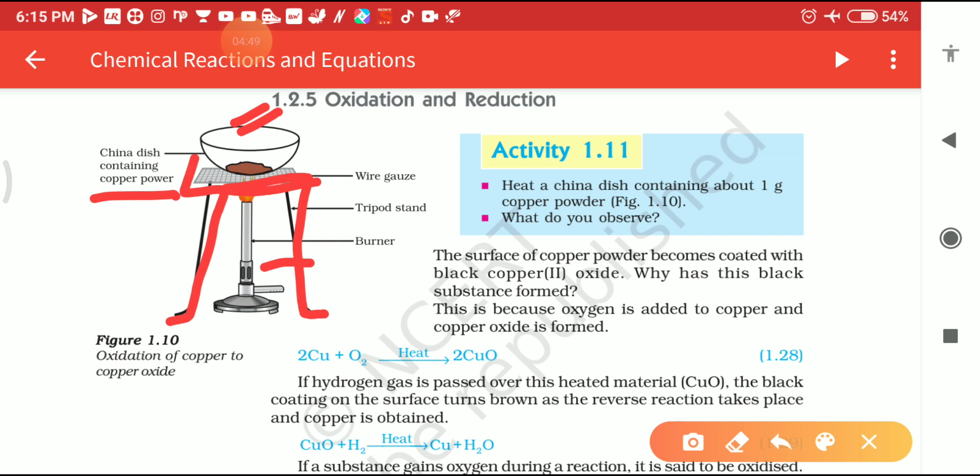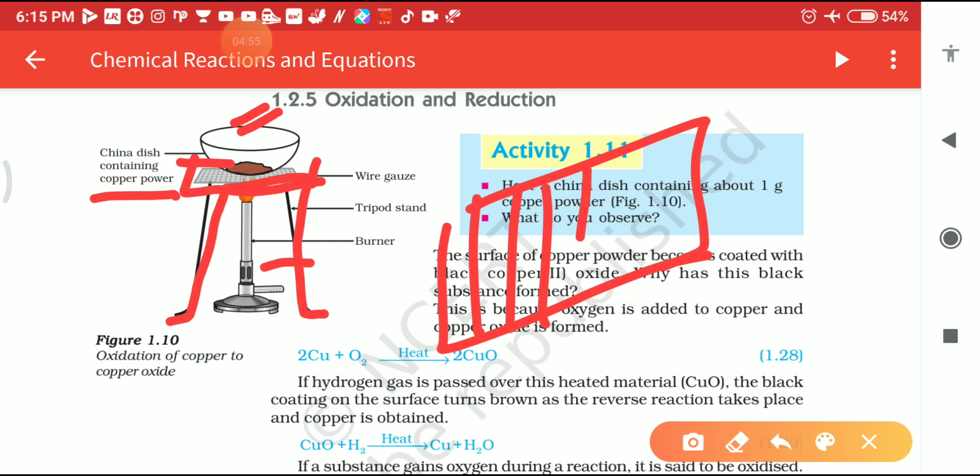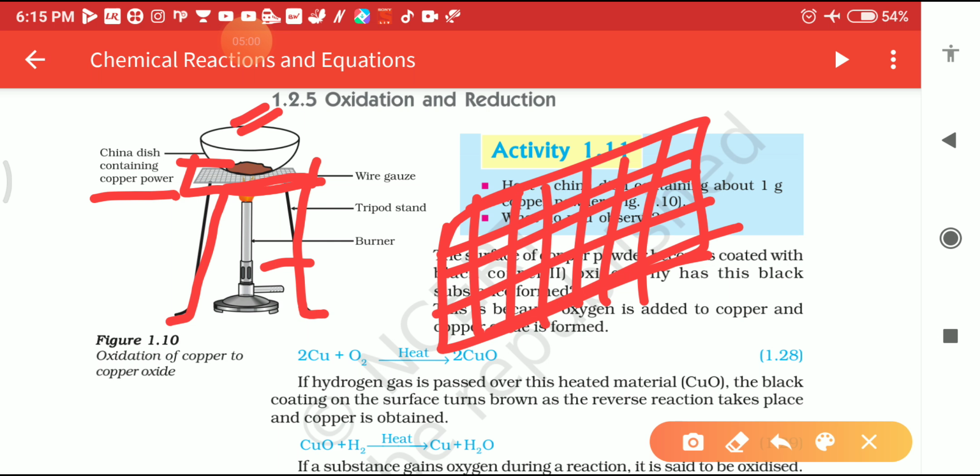Students, we put the wire gauze because wire gauze is just like a mesh, a net. We cannot heat this directly on the flame because it can destroy the chemicals. That's why we put the wire gauze, tripod stand and burner here. Then in this china dish, we have taken 1 gram of copper powder, and the original color of the copper powder is brown.